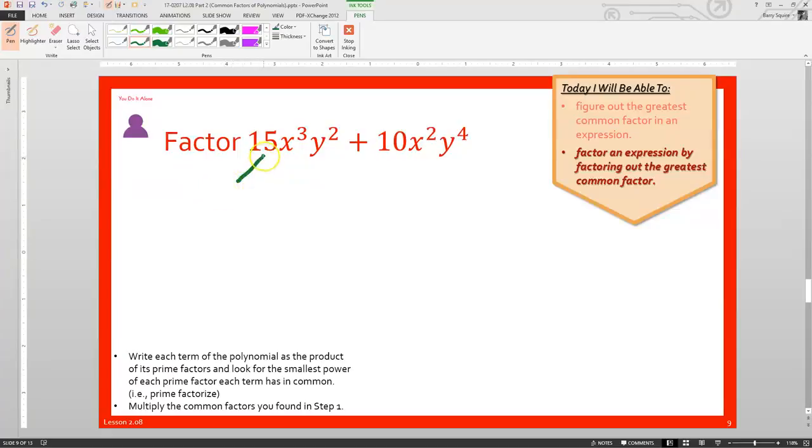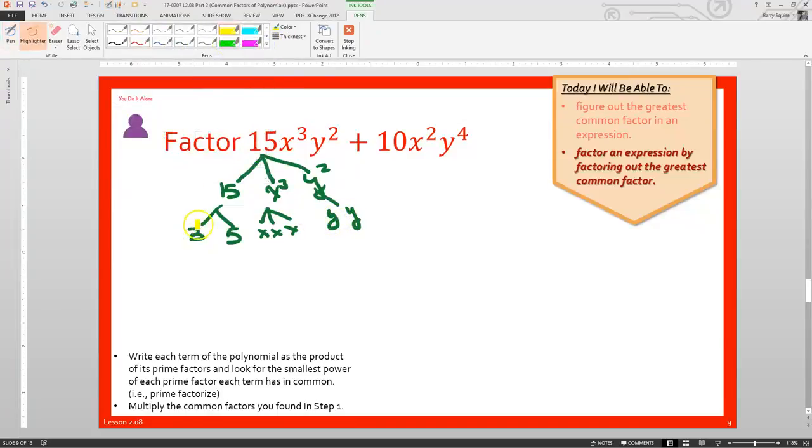We've got 15, we've got x cubed, and we've got y squared. Well, 15 can be 3 and 5. X cubed is x and x and x, and y squared is y times y. So here are our prime factors of 15, x cubed, y squared.